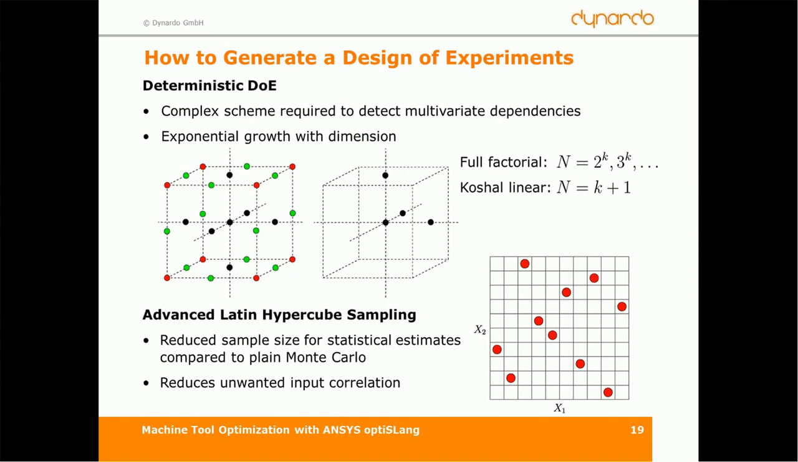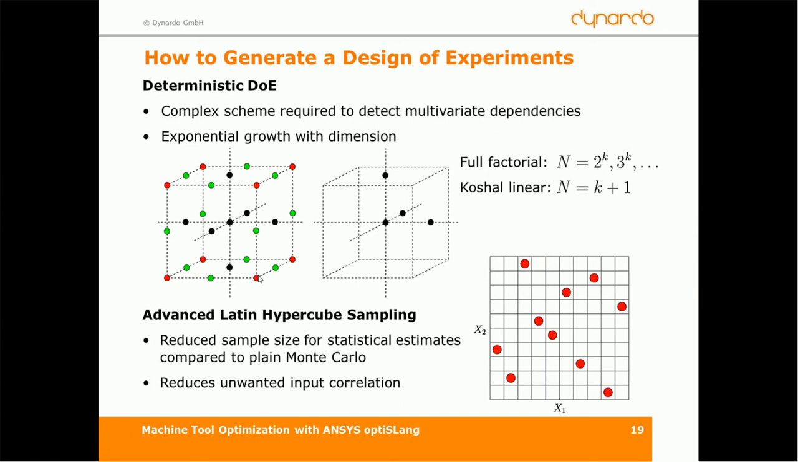So what type of design of experiment schemes are available? Of course, we provide the classical DOE schemes, so-called deterministic DOE schemes. For example, the full factorial, which is nothing else than a multidimensional grid. But if we have more than three or four parameters, then the number of resulting simulation model evaluations increases dramatically with higher dimensions. So if we have just 2 points on the minimum and maximum value, and we have 10 parameters, we have more than 1,000 samples.